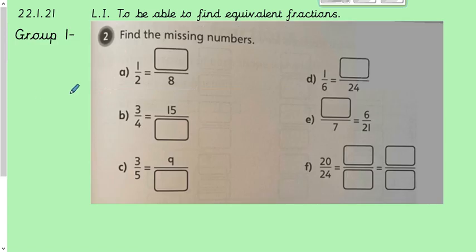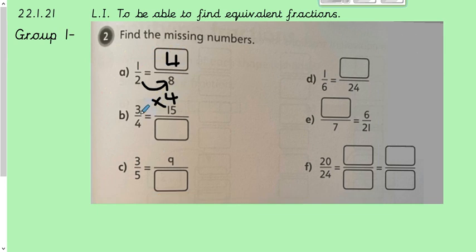So the second part of group 1, then you had to fill in the missing numbers. So what you had to do is look at what happened to either the denominator or the numerator. So here I can see the denominator's been times by 4. So therefore the top one had to be times by 4. 1 times 4 is 4.